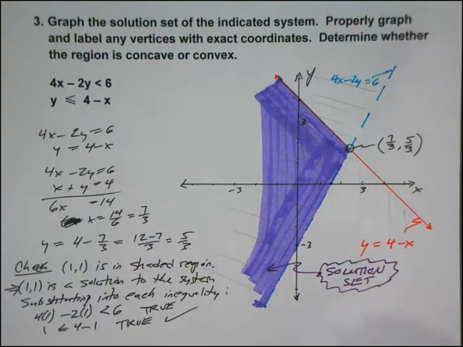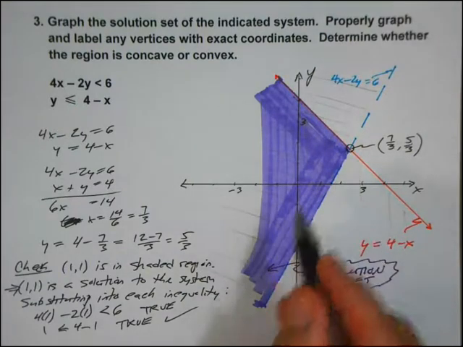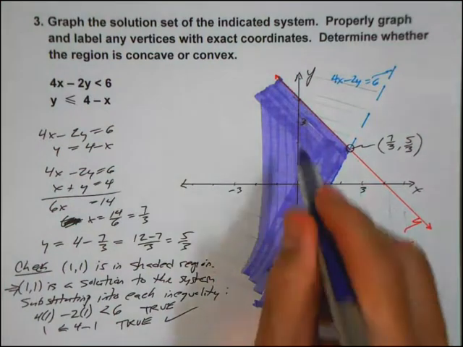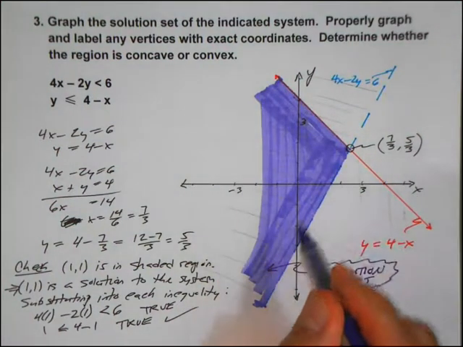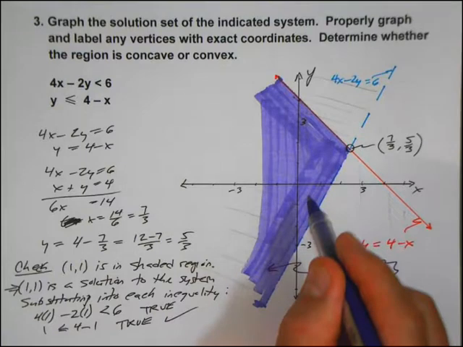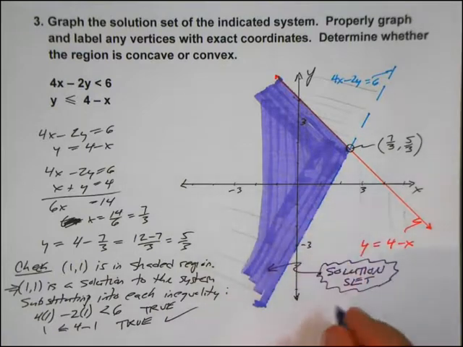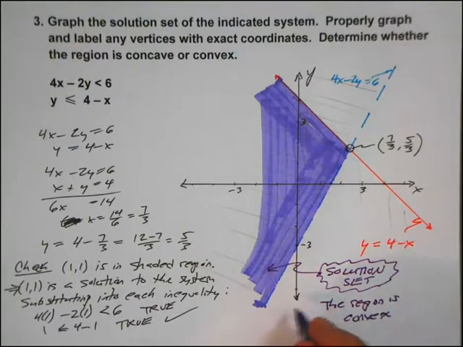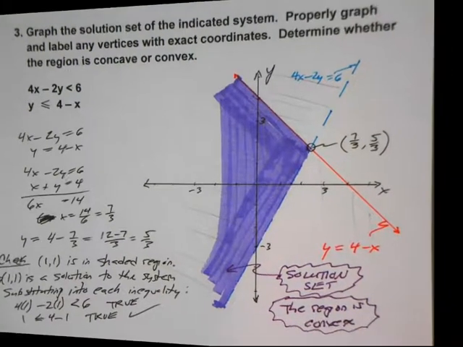Now, one other thing. Is this region concave or convex? Okay, well, consider any 2 points in the region. Any 2 points you consider, the straight line segment that connects them also lies in this region. Thus, this region is convex. Okay. That completes the question.